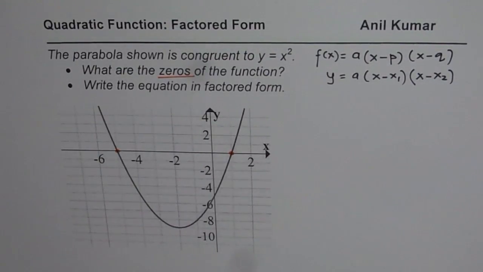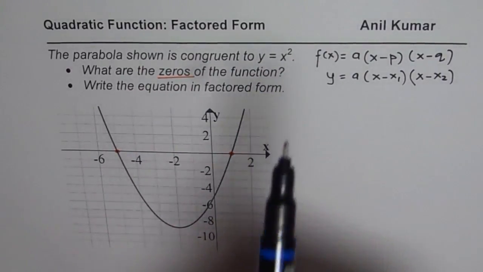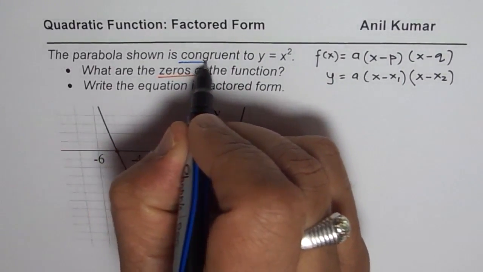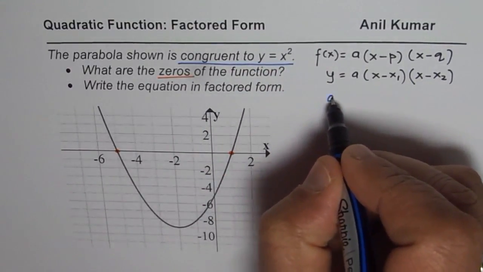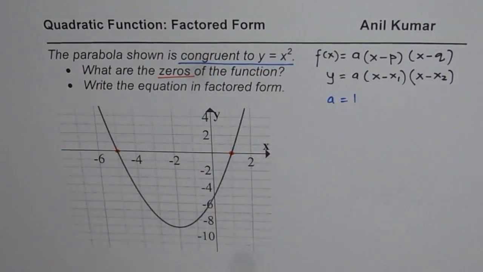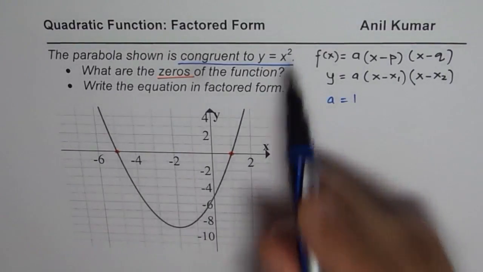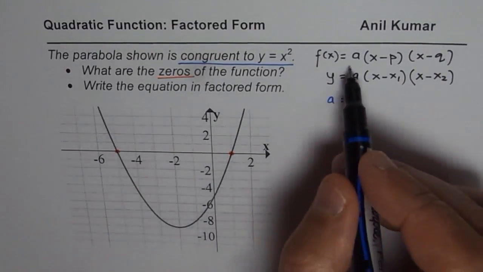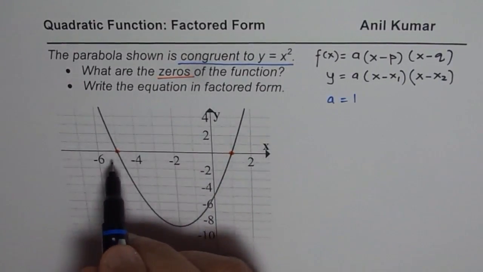Now let's read the question once again and try to understand what we need to do. It says the parabola shown is congruent to y equals x squared. So when we say congruent to y equals x squared, what does it mean? It really means that a is equal to 1. So a is equal to 1, right? So it is not vertically stretched or compressed. That is what it means. Congruent means you could overlap it on x squared, right? So the a value is 1, and x1 and x2, the x-intercepts, we can read from the graph.